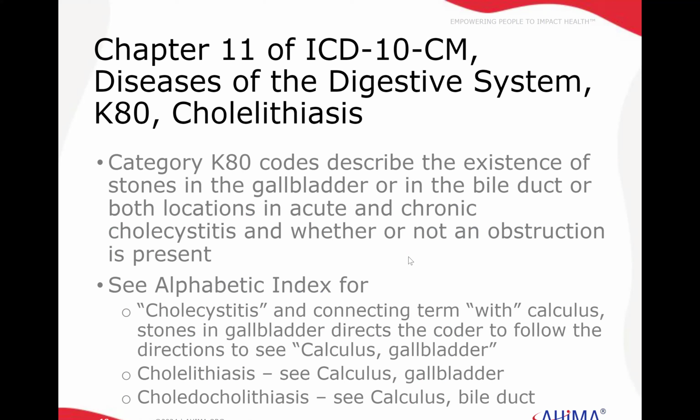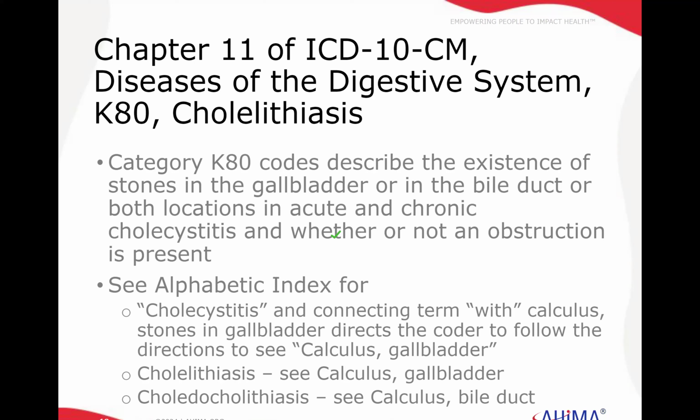K80 is stones in the gallbladder or in the bile duct or in both locations. The way we would find this code is to look at the main term, cholecystitis, and the connecting term with calculus, calculus being the stones in the gallbladder, and it directs the coder to calculus, gallbladder. Let's take a look at what that looks like in the alphabetic index. There we go, the main term, K81.9.